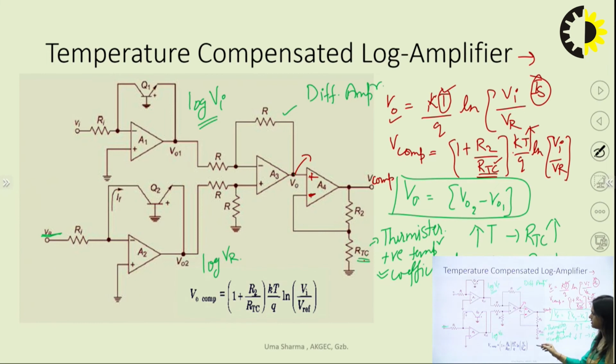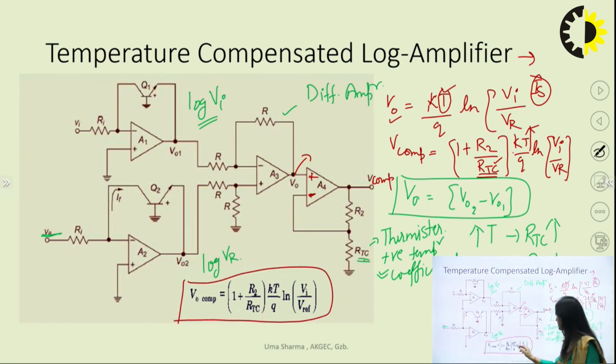This circuit can provide an output voltage which is the logarithm of the input with some scaling factor: 1 plus R2 by RTC, KT by Q, and obviously the V reference, which in this case is equal to VR. These are the scaling factors. So we can achieve the scaled logarithm of V input, which is totally independent of temperature and all other fluctuating parameters. This is the stable output voltage. This is how we can achieve temperature compensation in the logarithmic amplifier.